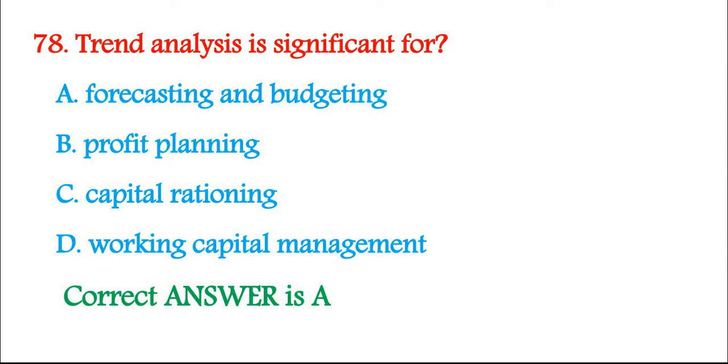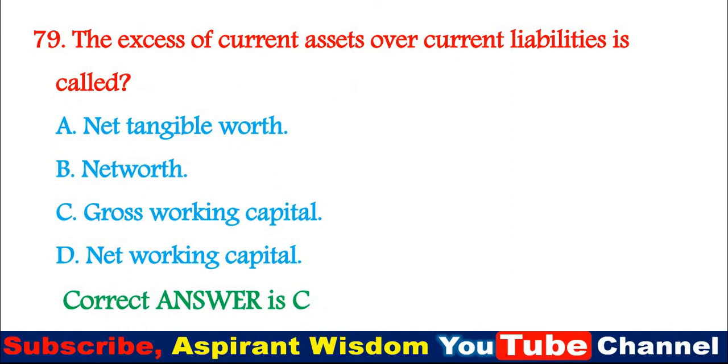78. Trend analysis is significant for A. Forecasting and budgeting, B. Profit planning, C. Capital rationing, D. Working capital management. Correct answer is A. 79. The excess of current assets over current liabilities is called A. Net tangible worth, B. Net worth, C. Gross working capital, D. Net working capital. Correct answer is C.